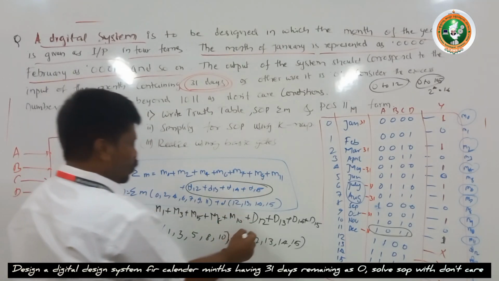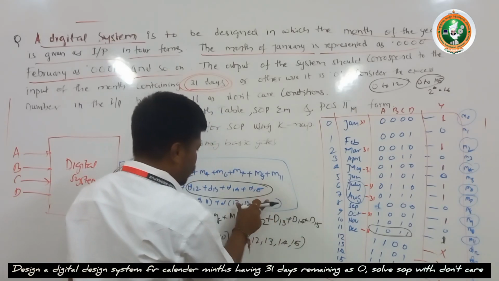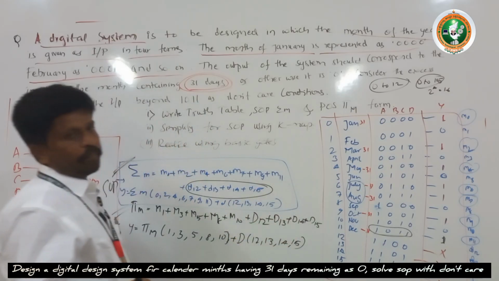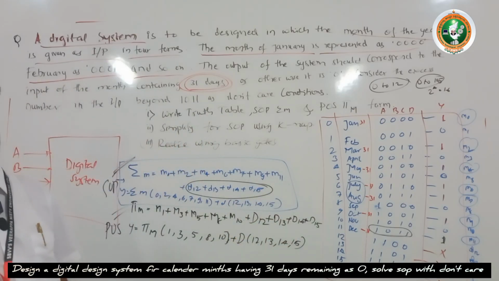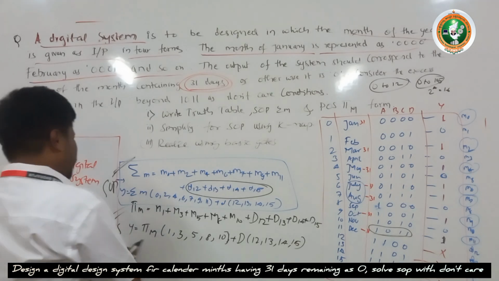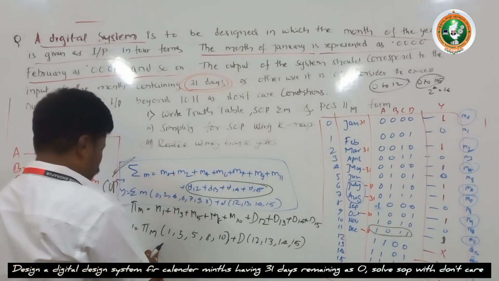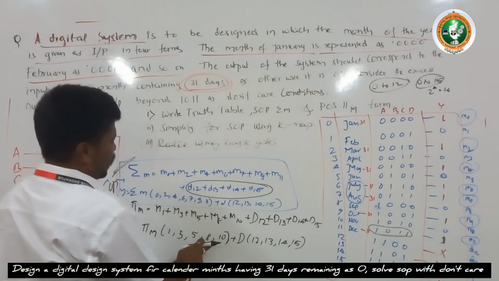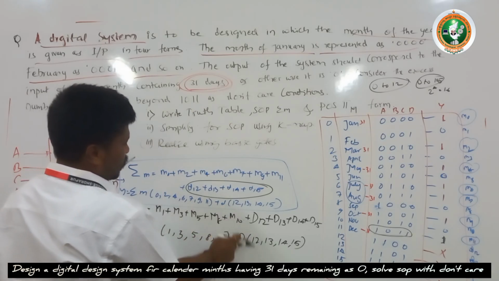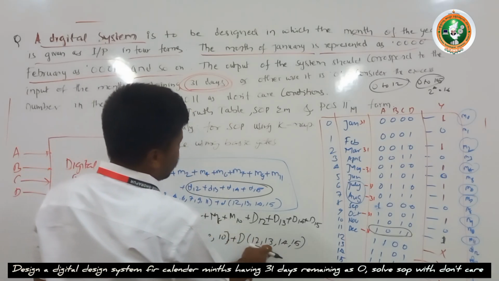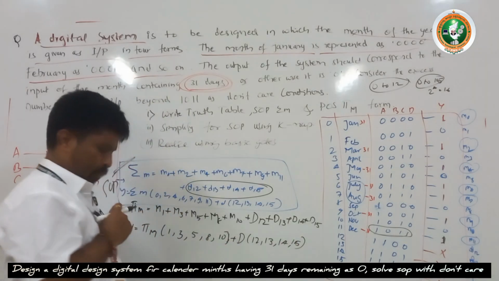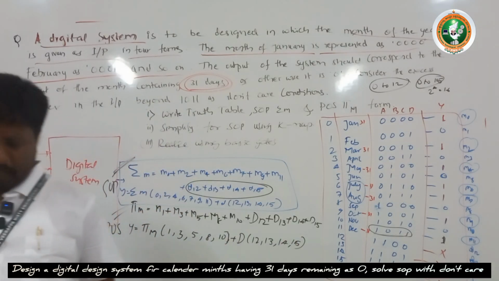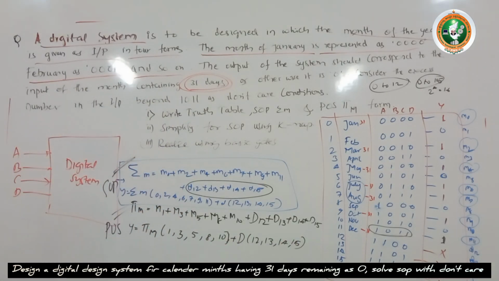The remaining don't care cases are the same for both the SOP and the POS. Don't cares will not be changed. Then the standard POS form should be written as Y equals product of M 1, 3, 5, 8, 10, like this. The don't cares are 12, 13, 14, 15. This is to be considered as the don't care. Got it? Yes or no?